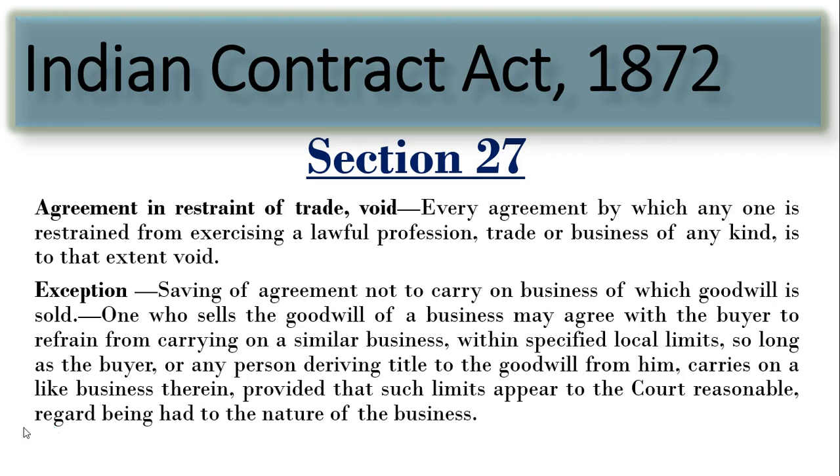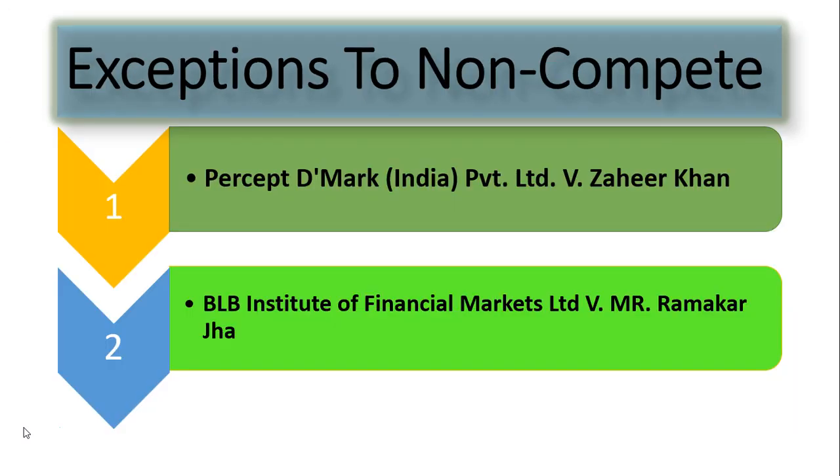Suppose I'm an employee of a company and my agreement has these two clauses. Legally, I am not bound to follow those two clauses. Section 27 also has some exceptions which are given there, but I'll not be going into the detail of the exceptions provided under Section 27. However, there are certain judgments which are passed by the courts and which act as an exception to Section 27 of the Indian Contract Act 1872. I think we should go to our next topic, which is exceptions to non-compete.